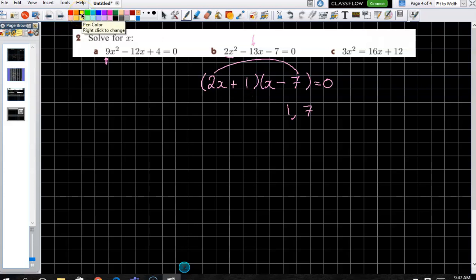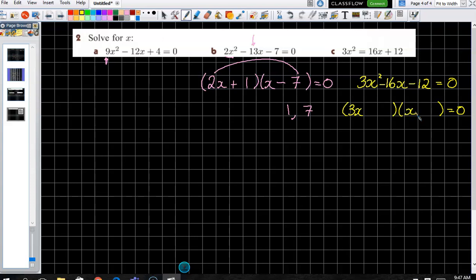Okay, have a look at this one. We've got 3x squared, take 16x, take 12 equals 0. Now this one we grimace a little bit more. And we go, oh, by the way, is there a common factor? Does 3 go into 16? No. So, no common factor. The only way to get 3x squared is to have 3x times x.